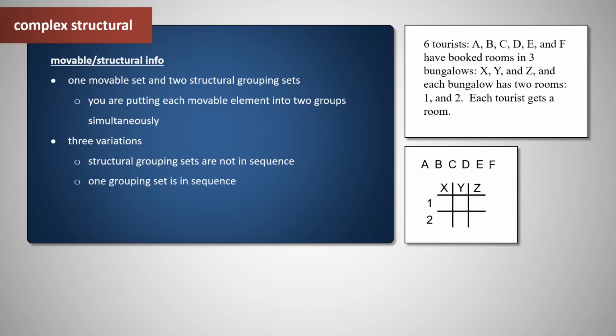The other variation is that one of the grouping sets is in sequence. So imagine we said that the bungalows X, Y, and Z are in a row along the road. So they go from west to east with X all the way down the west, Z all the way to the east, or whatever it might be. That would be where there's sequence. Or you could have both grouping sets being in sequence. Let's say that there's a north and a south room, and then these bungalows are east to west. So that's a possibility as well. So those are 3 possibilities: either no sequence whatsoever, only one of the structural sets gets a sequence, or both sets get some sort of sequence.